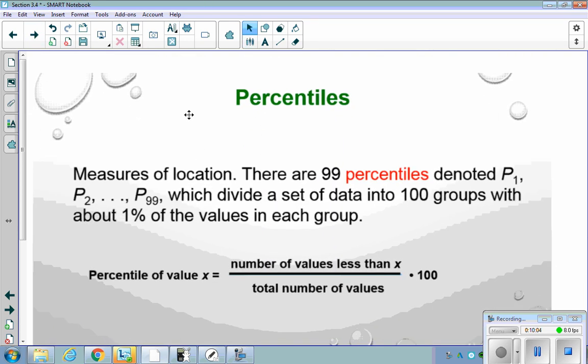So, percentiles. How many of you in here are trying to get in the nursing program? Anybody? Got one?